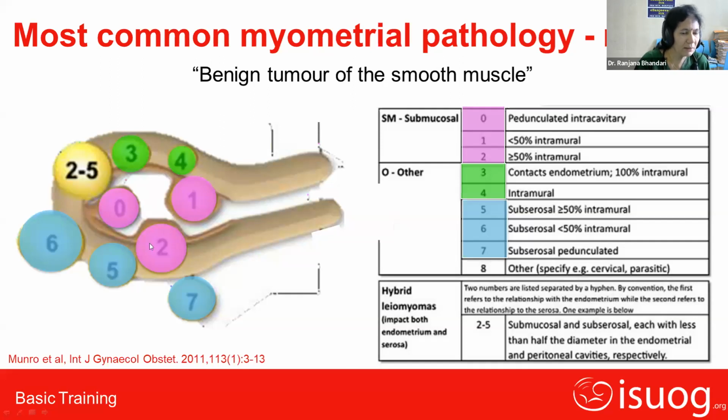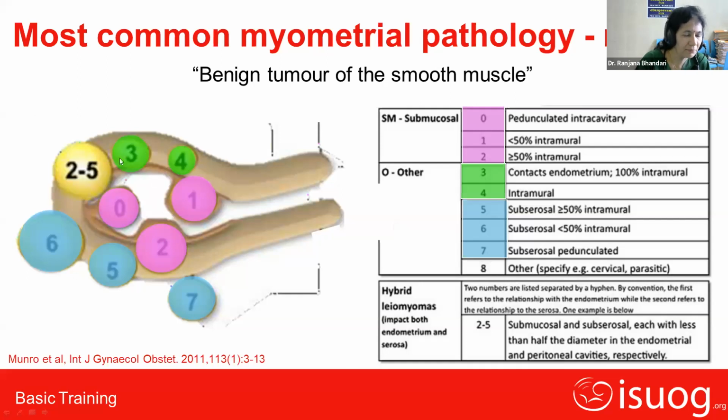Number 2 is when it is more intramural, less in the endometrial cavity. So see, it is more than 50% intramural and less in the endometrial cavity. So 0, 1, 2 are submucous type of myoma. 0 is totally inside the endometrial cavity. 1 is more than 50% in the endometrial cavity, and 2 is less than 50% in the endometrial cavity. Now coming to number 3 and 4.